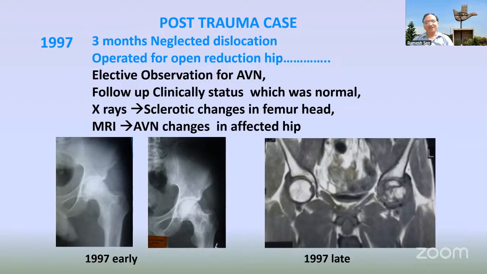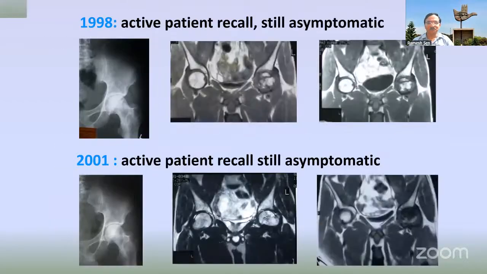So I started following up this case. At that time, MRI was not very common, but still we could. He was a driver with one of the companies, and the company doctor was known to me. So I asked him to get his MRIs done and send him regularly for a follow-up from the place where he was working. So I started getting his MRI. The patient was not subsequently symptomatic, and here you can see the MRI showing the changes of AVN. And in 98, because I did surgery in 97, things were like that.